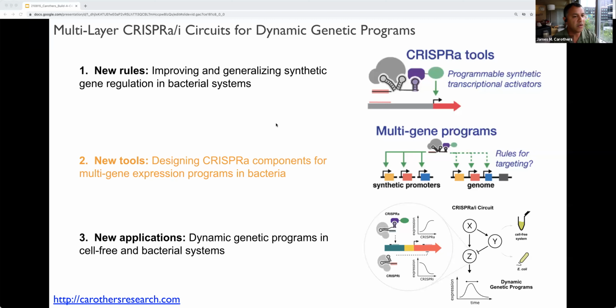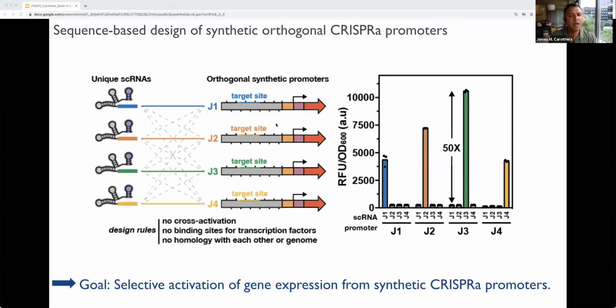But now what I want to do is move on to a different set of problems. And that is, we want to use what we've learned about the rules for doing CRISPR activation in bacteria to design some new CRISPR activation components so that we can build multi-gene expression programs in bacteria. In the first part, I showed you that CRISPRa is sensitive to a number of factors. And what we wanted to do is see whether we could turn that into a set of design rules and add some additional sets of constraints.